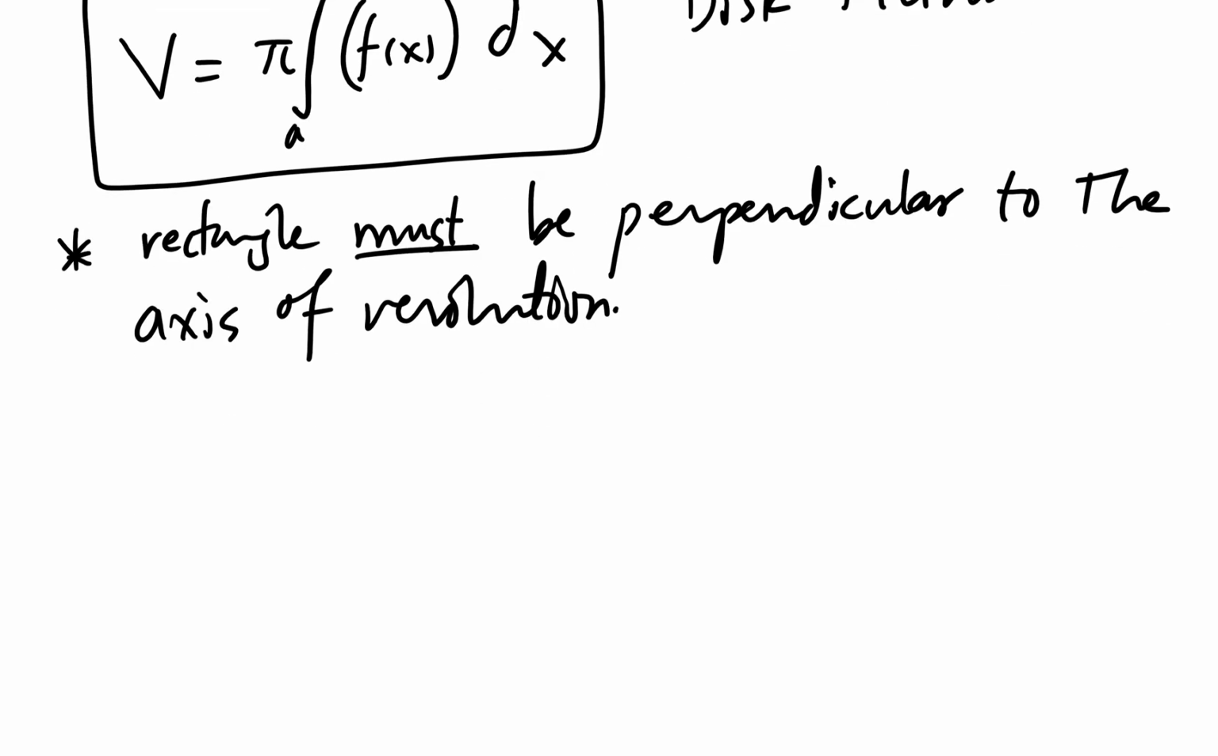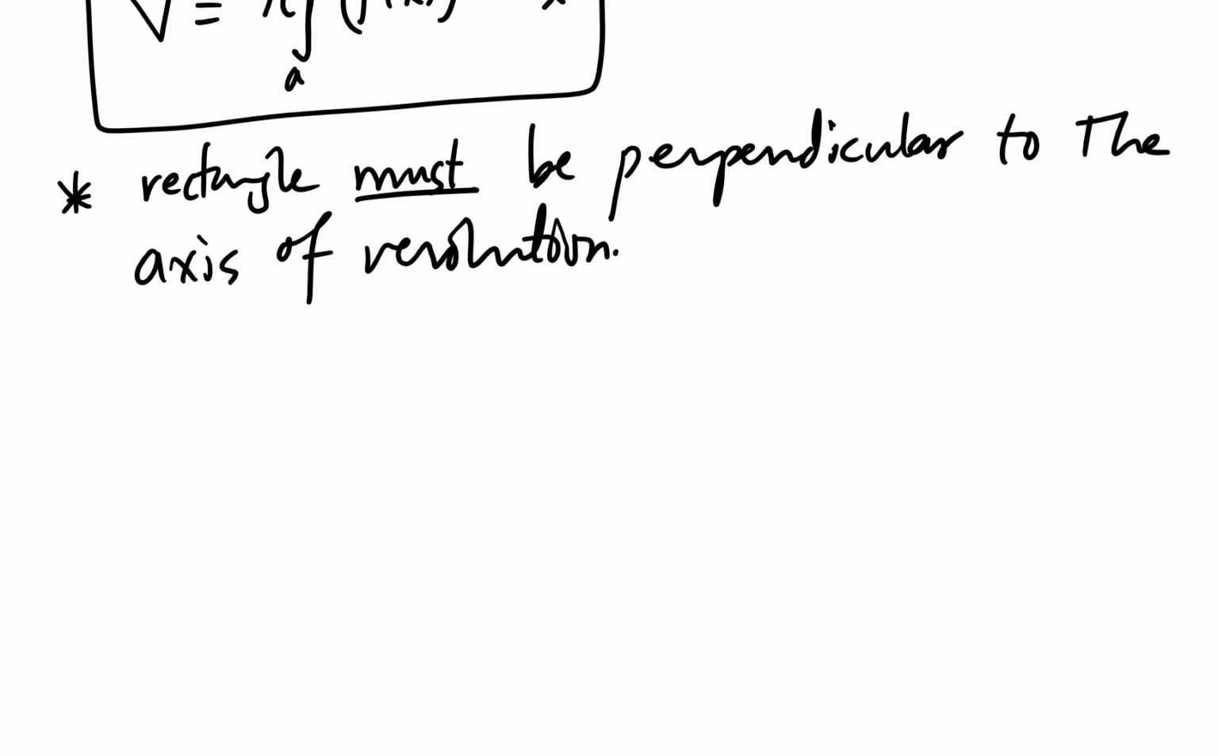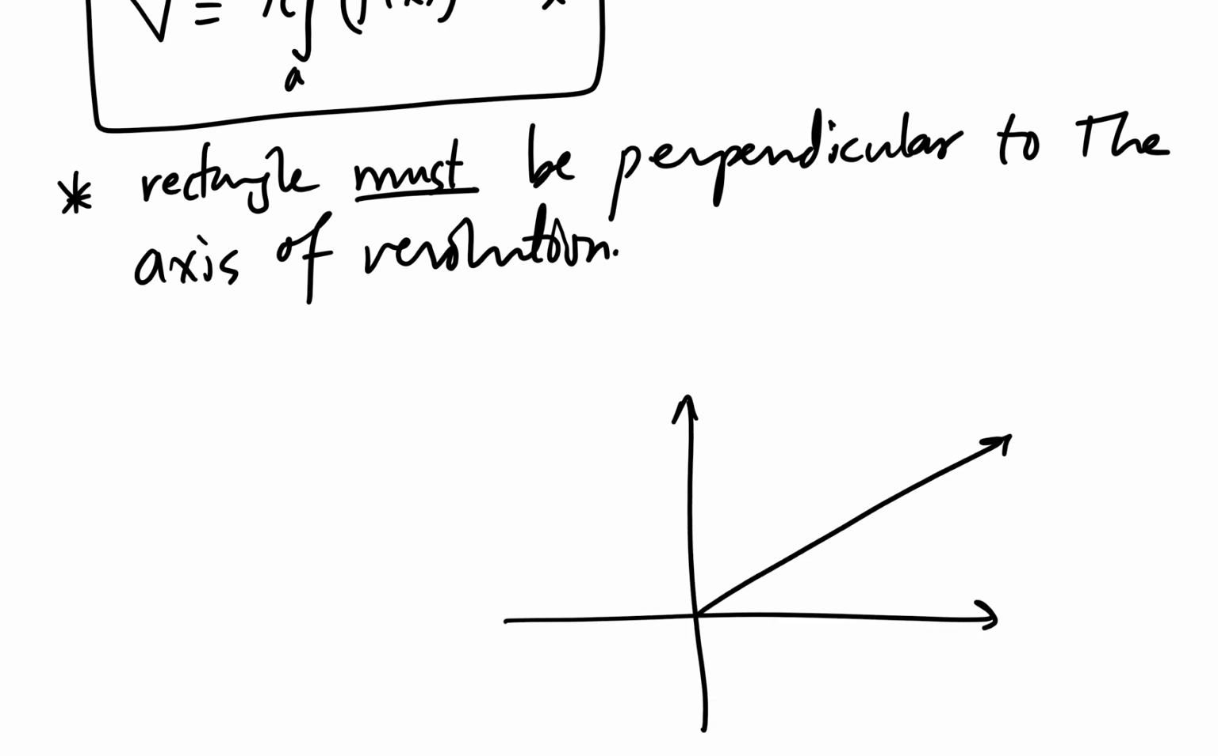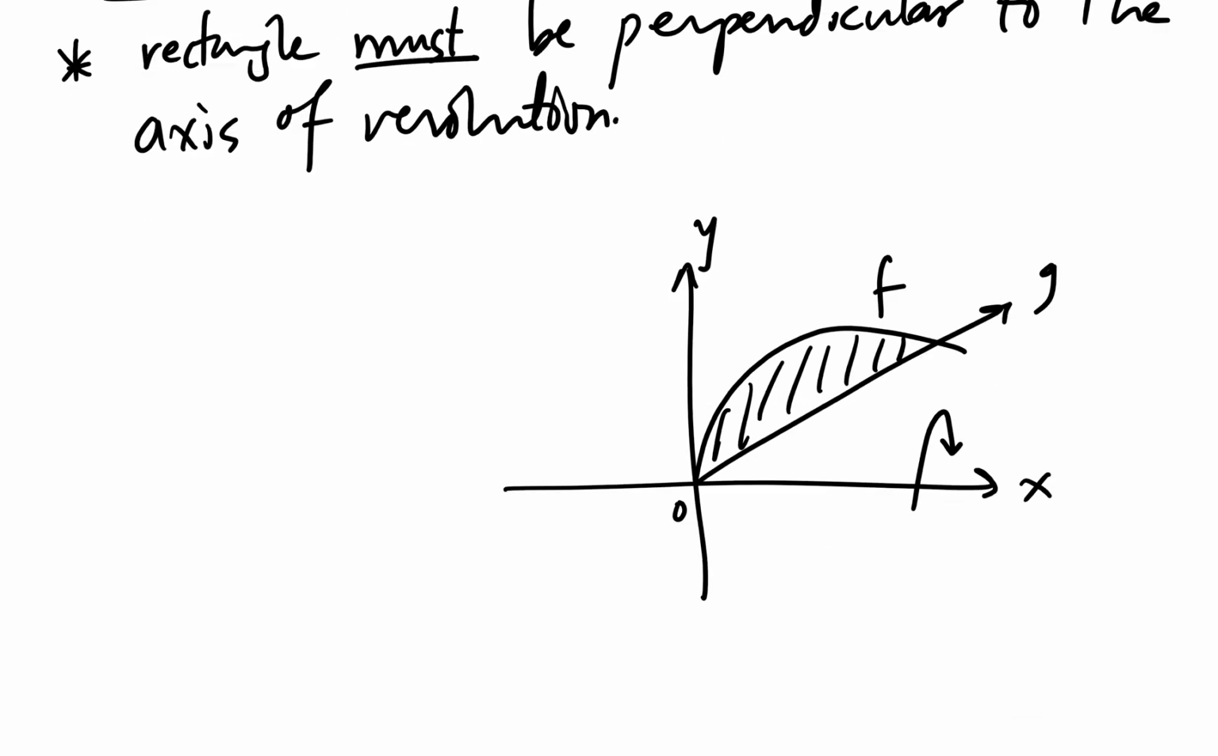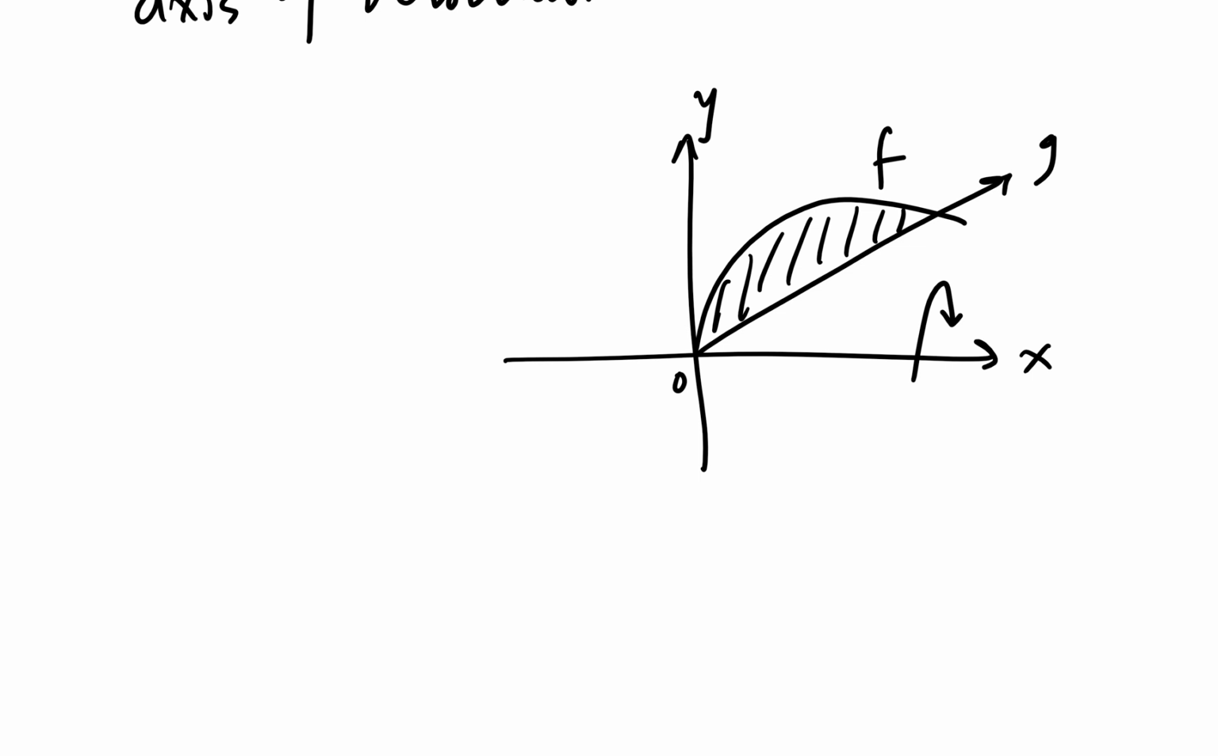Now that was just one function f. How about if we have different functions? As we did in areas, let's say we have this one, this is f, this is g, and this is the region, and I'm going to rotate this about the x-axis. How do I set up the integral to find the volume? You can reflect it here as we did before.